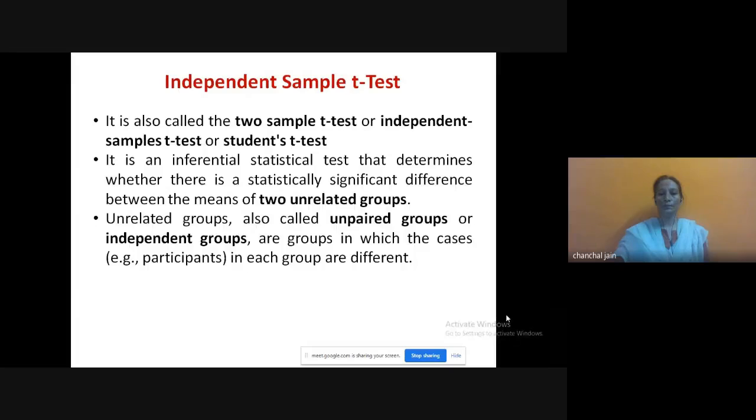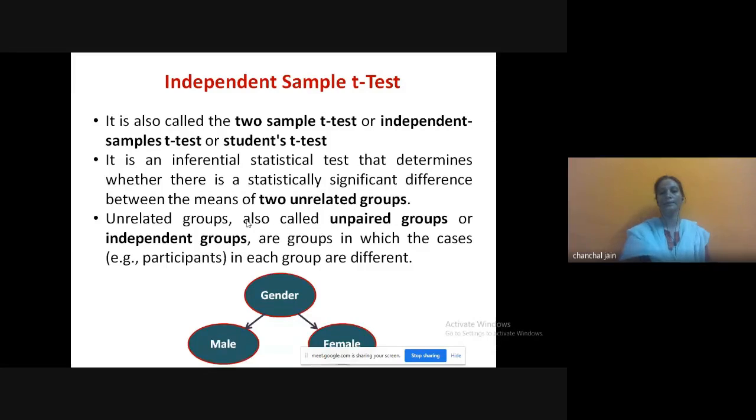With the help of this test, we can make a hypothesis like there is a statistically significant difference between the means of two unrelated groups. Now, what are unrelated groups? Unrelated groups are those groups that are unpaired, or you can say when the participants of one group are not part of the other group, meaning both groups are independent in nature.